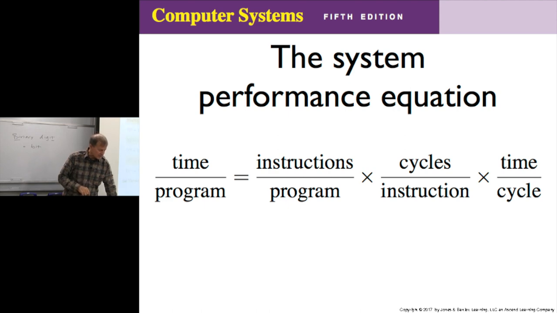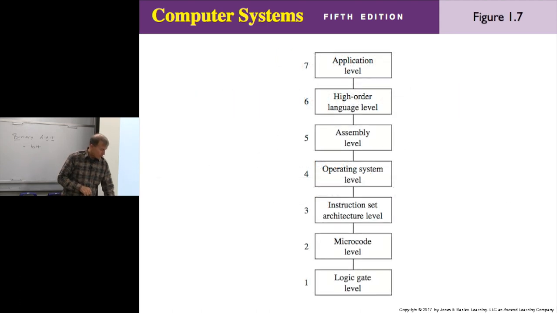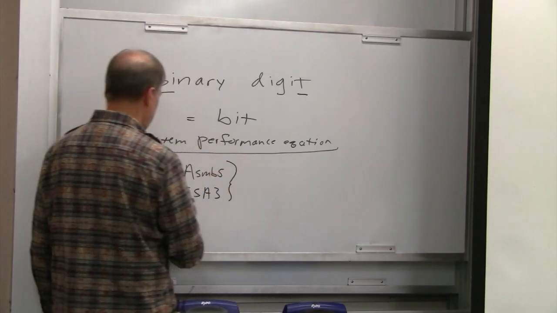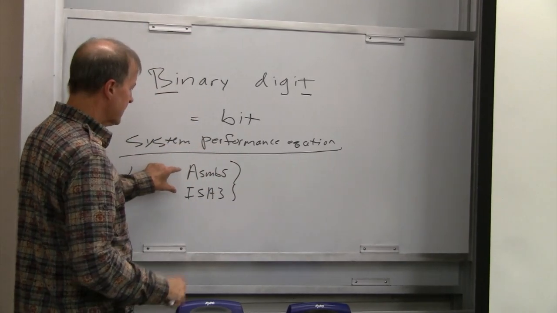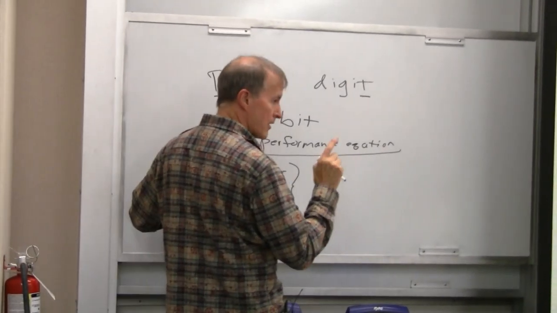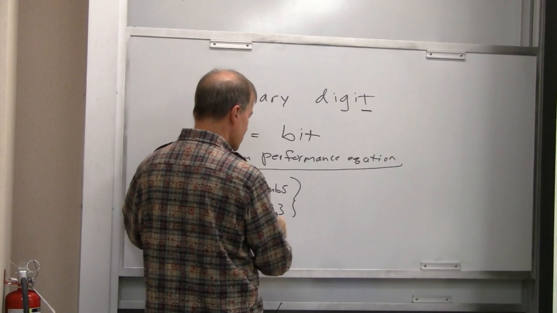Let's go back to this level diagram. We are talking about this particular part of the figure. We're talking about level 5 and level 3. So system performance equation. Okay, these levels are 1-to-1. So there's one for every instruction here, there's one instruction here.